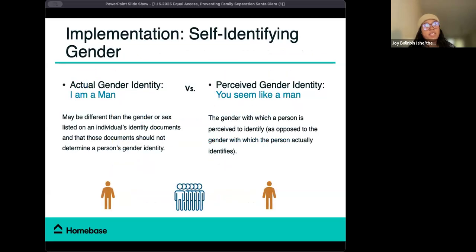Another point that we wanted to go over with the equal access rule is the concept of self-identifying gender. So similar to what Eli was going over with gender identity and gender expression, you can see the difference of that illustrated here. So actual gender identity, someone is identifying as a man saying I am a man, versus perceived gender identity or gender expression, you seem like a man. These are two different things, right? So we really want to be focusing on what someone self-identifies as, what their actual gender identity is. So at the core, it's about respecting and following what a person says that their gender identity is without second guessing that or asking for proof.